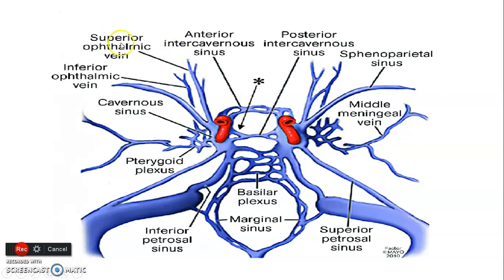But the extracranial communications, we have the superior and inferior ophthalmic veins, and then we also have the pterygoid plexus, pharyngeal plexus, and facial veins.